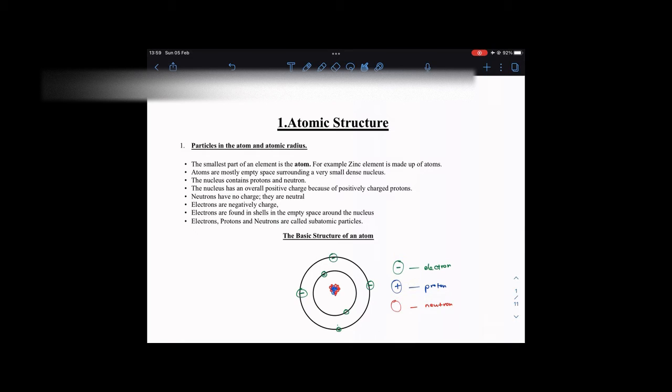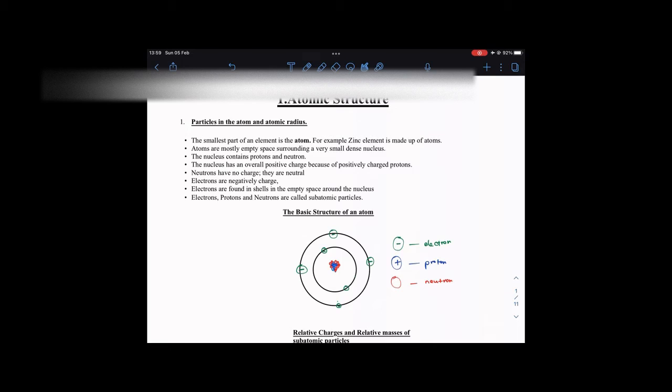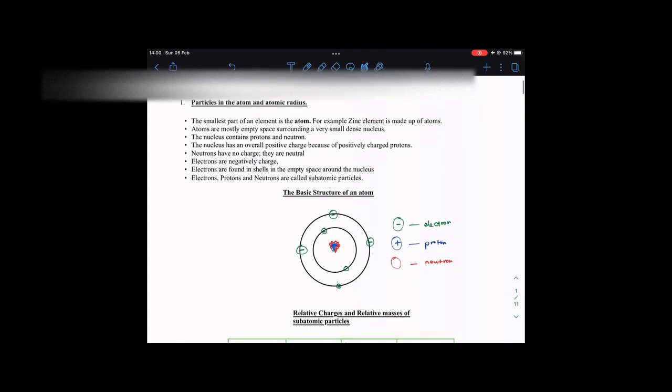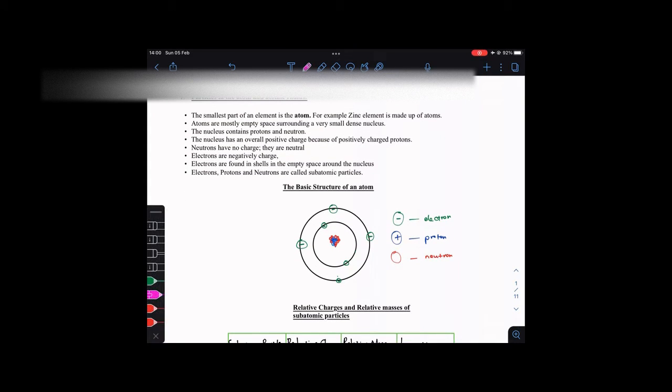what it comprises of, the subatomic elements of an atom. So these are just notes that you can refer back to when you forget something. I've compiled these notes from different sources, and I believe everything on it is true. So the smallest part of an element is an atom. Suppose, for example, the zinc element is made up of its atoms, and the atom is mostly empty space surrounding a very small dense nucleus.